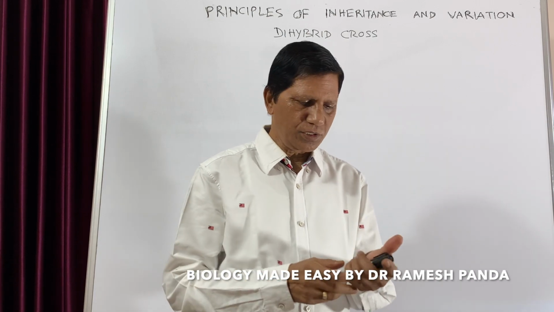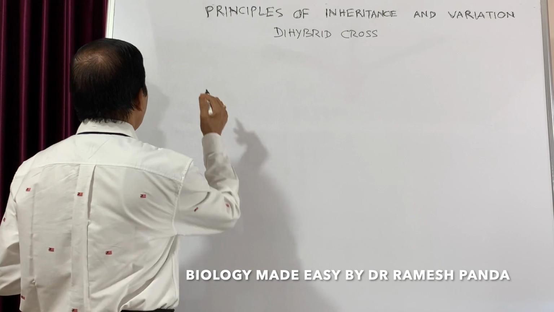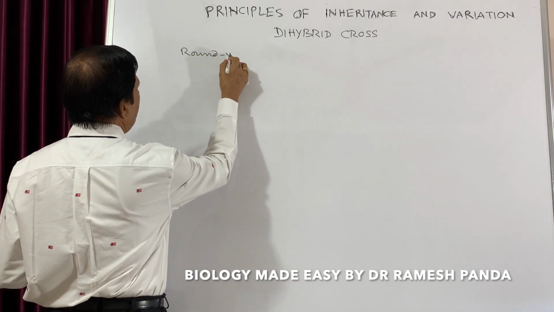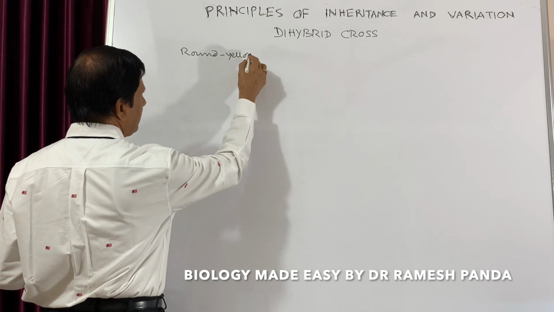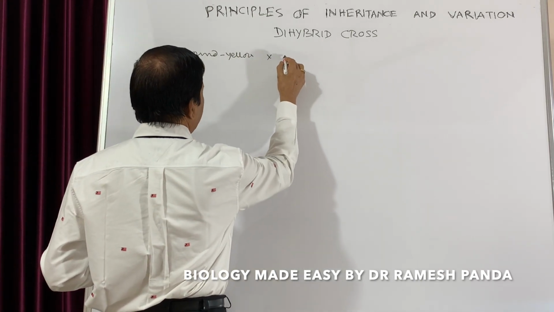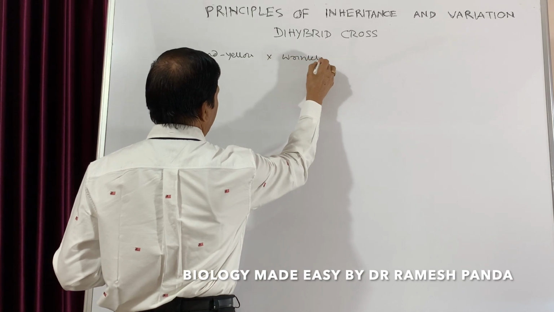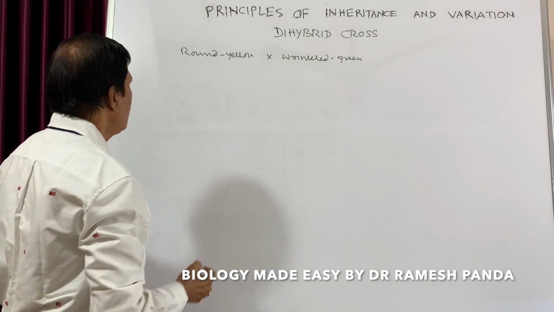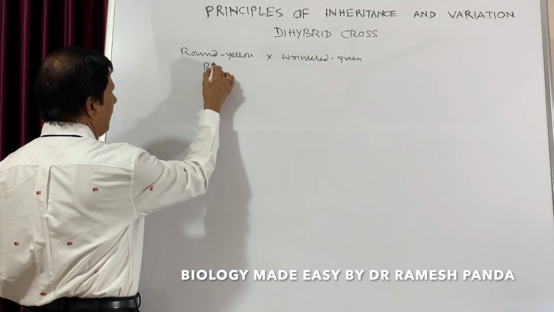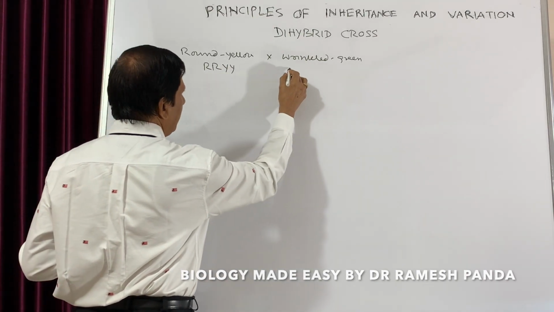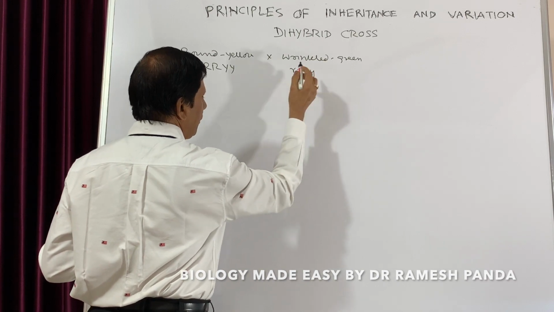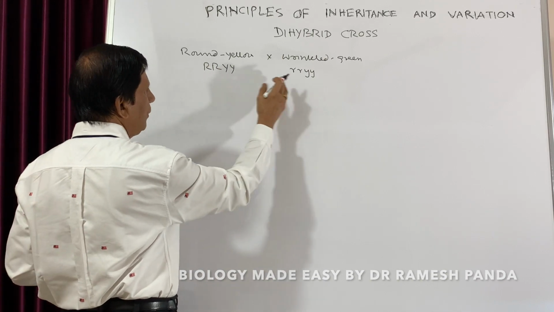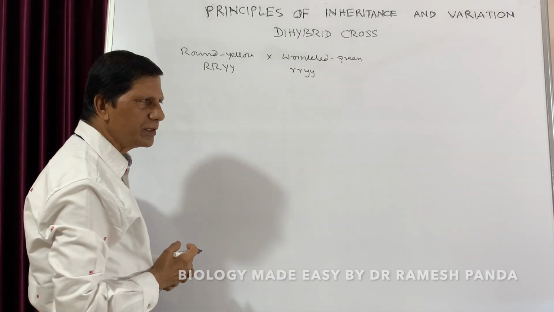So he made a cross between a plant with round and yellow seeds with another that is wrinkled and green seeds. A cross was made. So this is capital R, capital R, capital Y, capital Y. This is small r, small r, small y, small y. Because this is homozygous for round and yellow, and this is the wrinkled green also in homozygous condition.